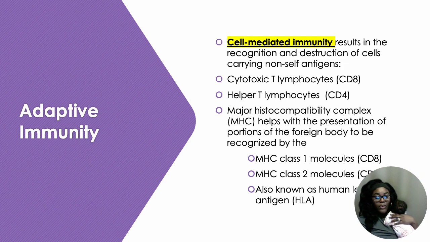So again, you have different types of these. You have MHC class 1, which is presented with those CD8 cells, which means that MHC class 1 is related to those cytotoxic T cells, whereas MHC class 2 molecules are associated with CD4. And again, that means they are associated with helper T lymphocytes. So just remember: cytotoxic T cells, CD8, MHC class 1. Helper T cells, CD4, MHC class 2.